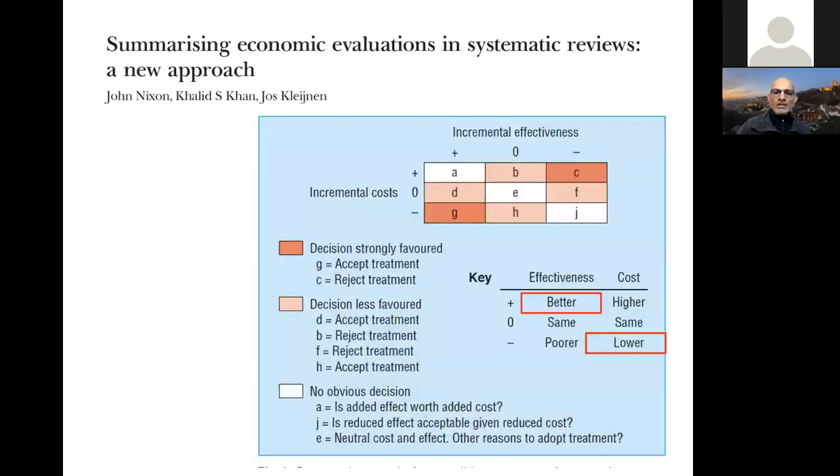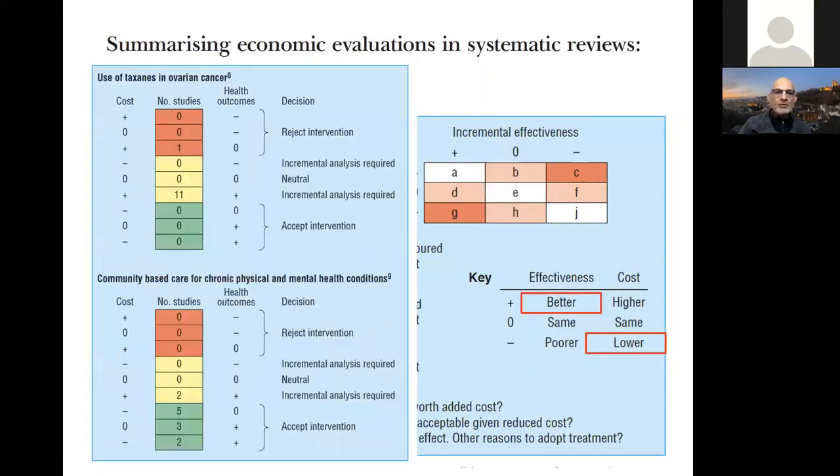Okay, so now we turn to another type of graph, which is summarizing a large number of studies where the only result you have is whether the finding is positive or the finding is negative. For example, in health economic evaluations, you may often find results presented as effectiveness is better, same or poorer. So this type of information can be summarized again in form of graphs.